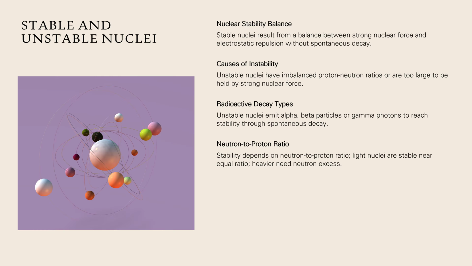The stability of a nucleus depends strongly on the neutron-to-proton ratio, particularly for heavier elements. Light nuclei tend to be stable when the number of protons and neutrons is roughly equal, while heavier nuclei require an excess of neutrons. Unstable nuclei emit radiation in the form of alpha particles, beta particles, or gamma photons. These decay processes are random and spontaneous, unaffected by external conditions such as temperature or pressure.